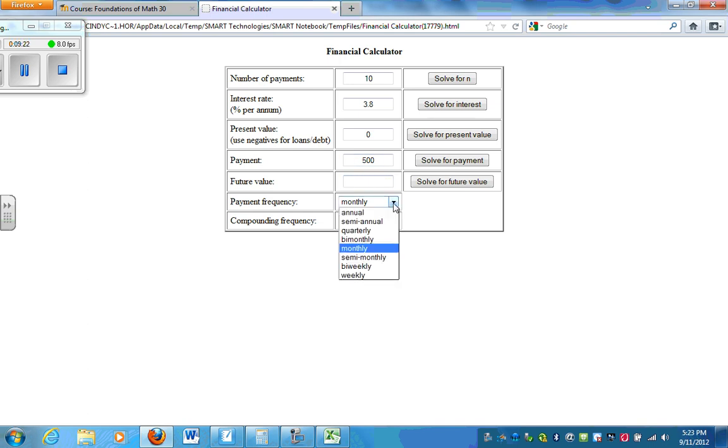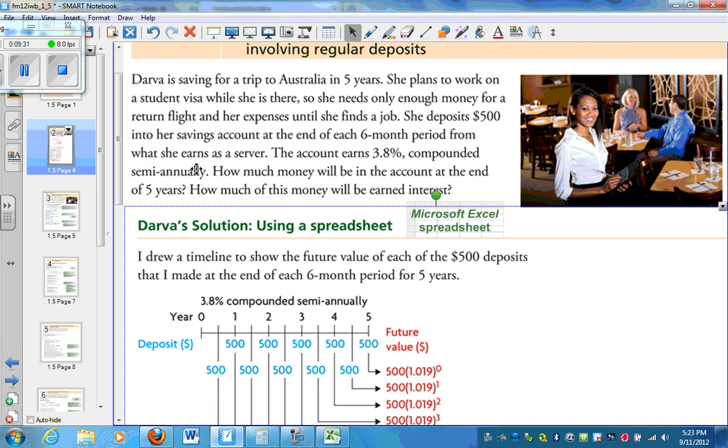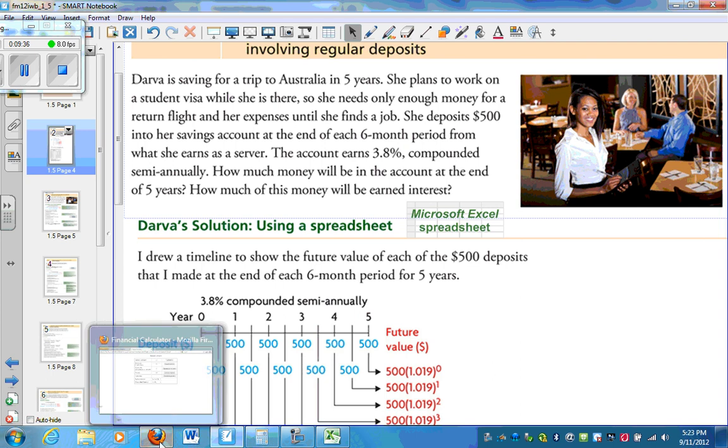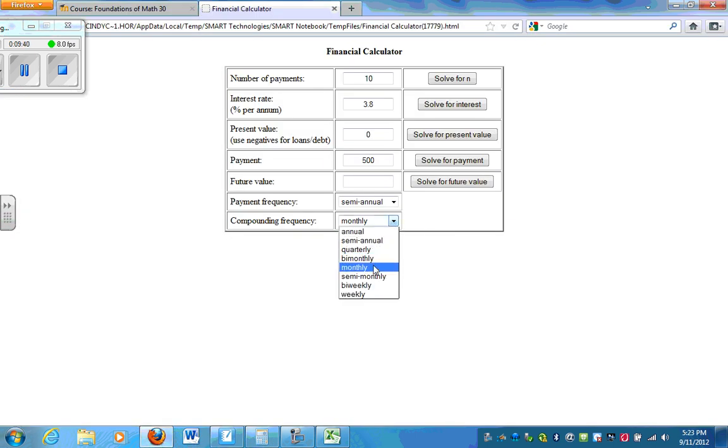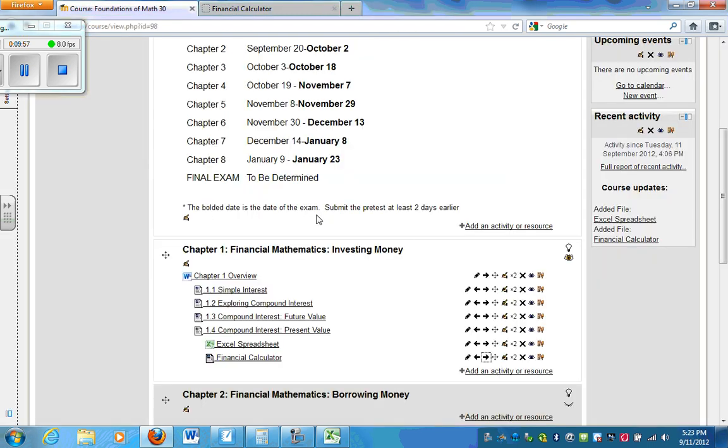How often does she pay? She pays semi-annually, twice a year. And the compounding frequency, so how often does it compound? Let me see. It also compounds semi-annually. So we are going to go back here and put semi-annual there as well. Okay, and if we put all of our information in correctly, we solve for the future value, so how much it's worth at the end. Look, we get the exact same value. So two ways of doing this. The financial calculator, which is found on the Moodle site, and there's also an Excel spreadsheet. Either one can help you solve this.